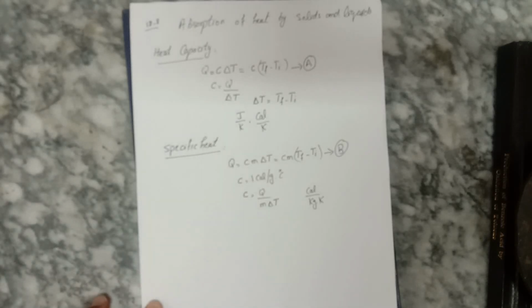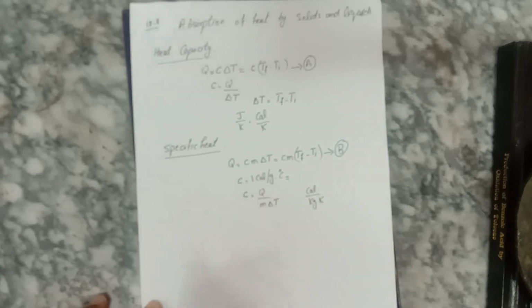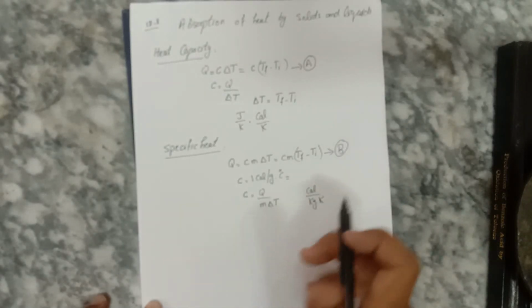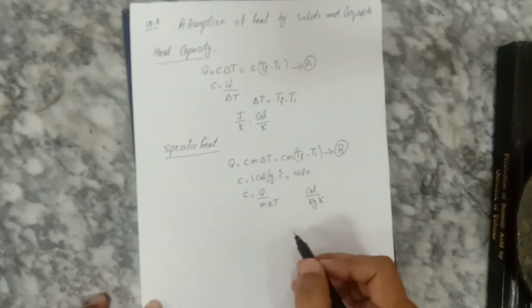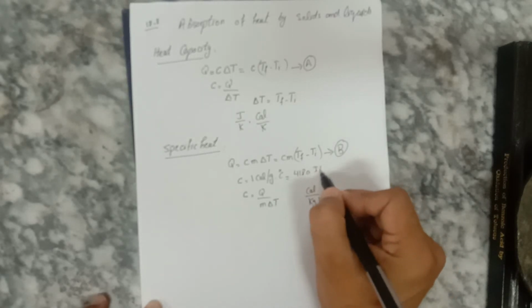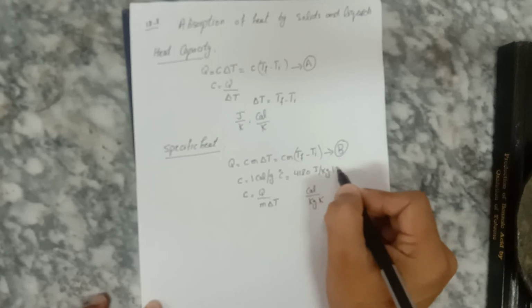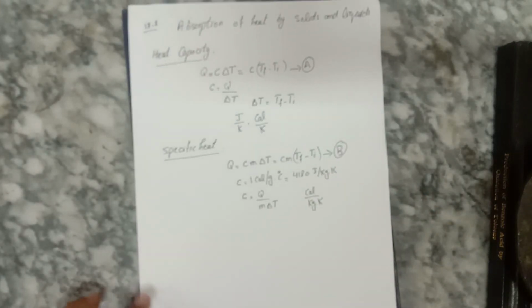And the specific heat of water is 1 calorie per gram per degree, and it is equal to 4180 joule per kg per Kelvin. So if you want to use it in numericals, you can take this value of specific heat of water, and for many other elements the specific heat is given in table 18.3.